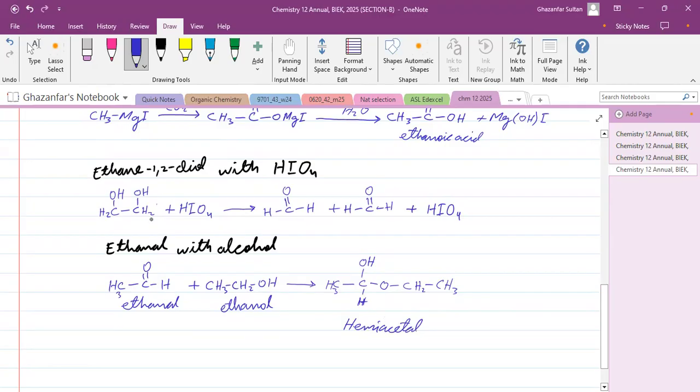Hemiacetal. But I don't know why they have given this question in the paper because this reaction is no longer part of the intermediate chemistry syllabus. Although it was in the previous book, the old chemistry book has such a reaction, but not this book.